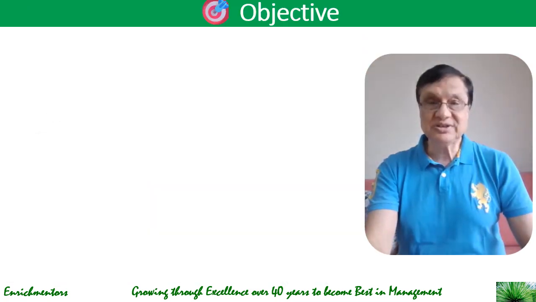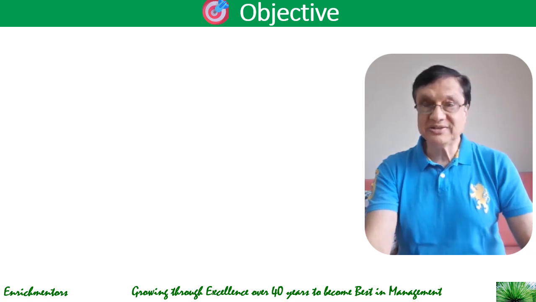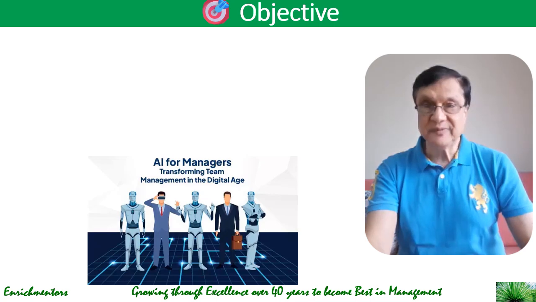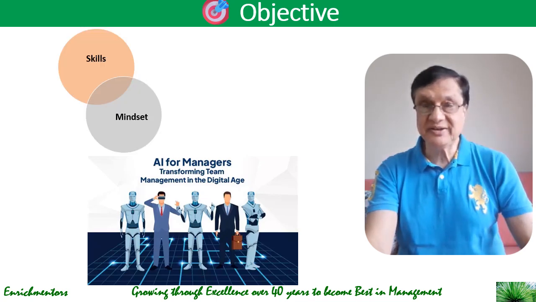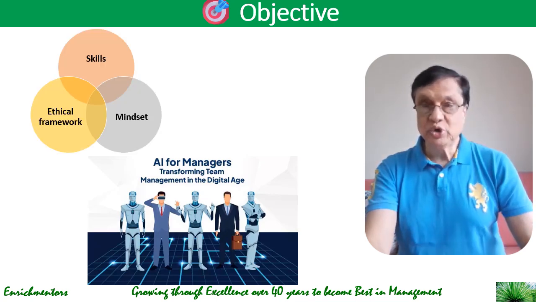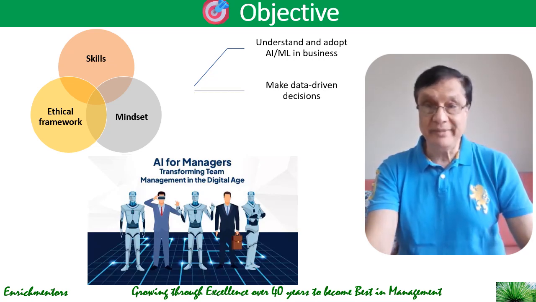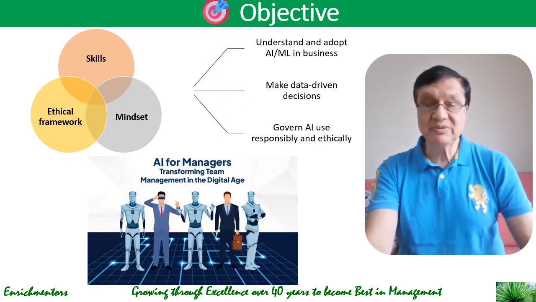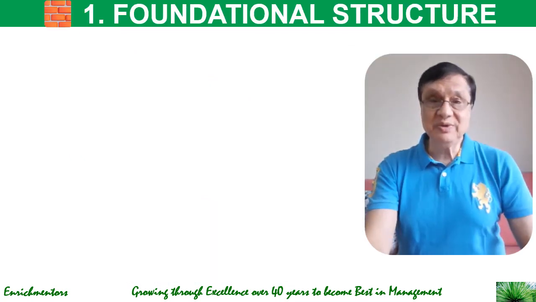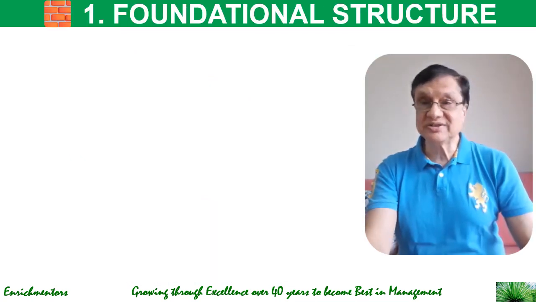So let's first understand the objective of equipping leaders and managers. Now, the whole idea is to equip leaders and managers with the skills, mindset, and ethical framework to understand and adopt AI and ML in business, make data-driven decisions, and use AI responsibly and ethically. So that's what we want to achieve with this training, right? So let's start with the foundational structure.